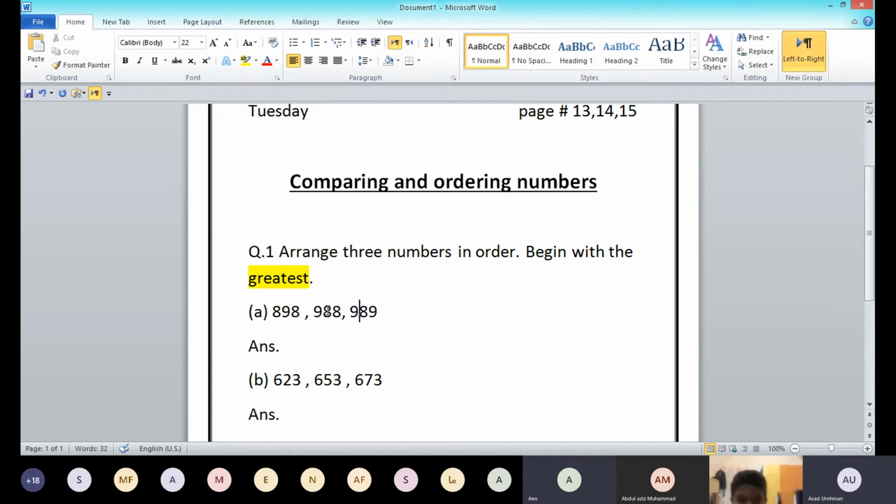So 8 is less than 9 or 9 is greater than 8. That's why this value is greatest among all because it is having 989 and it is 988. So this 8 is smaller than 9 and this 9 is greater than this. So I will write first 989. Then I will write the second one because this 988 is also greater than 898. Sorry, I will write the 988 and then I will write 898 in the end. In this way you have to complete.